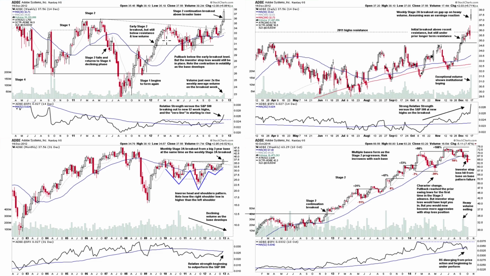If you go back to the weekly, you can see you've got the inverse head and shoulders pattern, but within that you can see there's a kind of cup and handle pattern as well. So this is a bit of a volatility contraction pattern with a cup and handle.